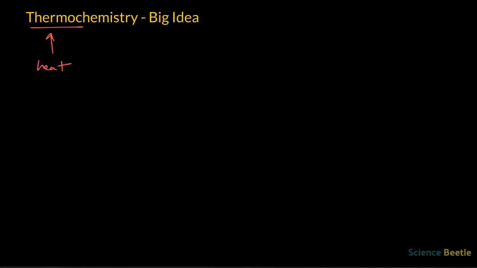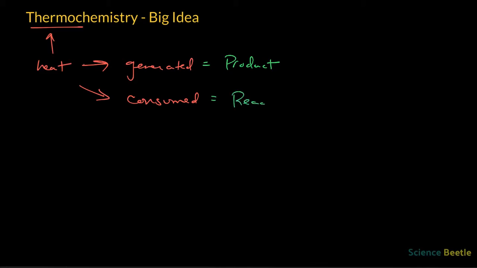So what this means here is that either heat is going to be generated on the one hand because it's a product of the reaction, or it's going to be consumed or required by the reaction. And so here this is going to be generated, or it's going to be consumed. And respectively here, generated means this is going to be a product, and if it's going to be consumed, this is going to be a reactant.